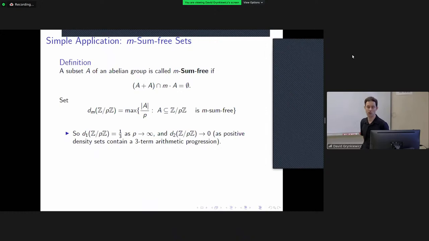And if you went on to two, well, then this condition about being two-sum-free means you're trying to avoid two-term arithmetic progressions. And that's hard to do for a positive density set. So the density goes to zero in this case. It's a deeper result involving arithmetic progressions. So let's set d_m to be the limit of what this density is approaching for m at least three. We get some estimates for d_m.